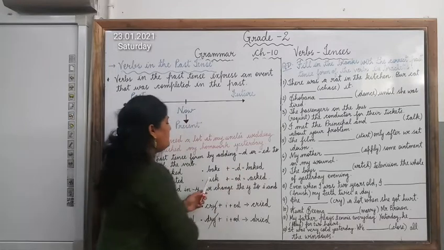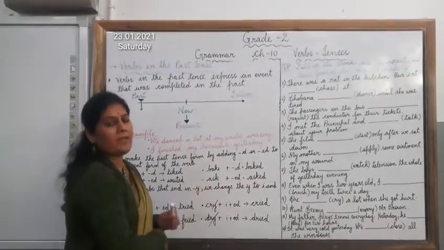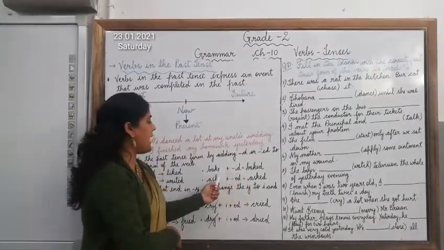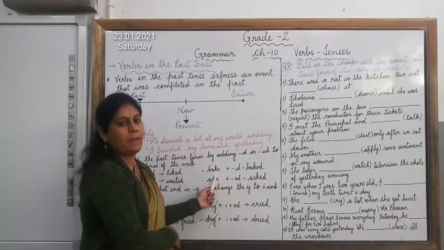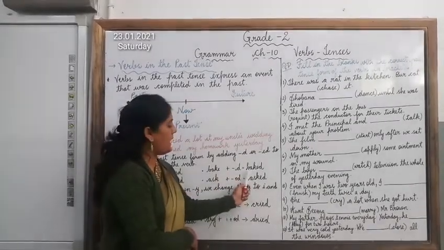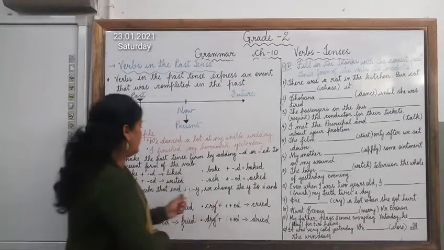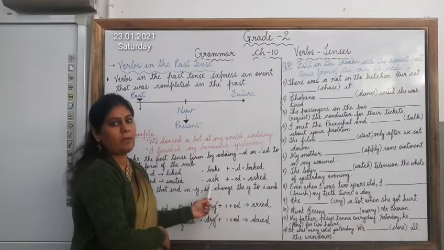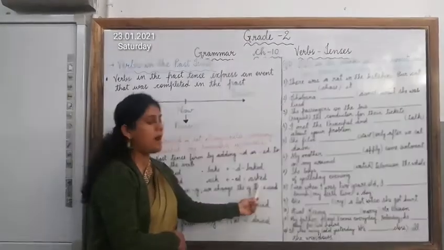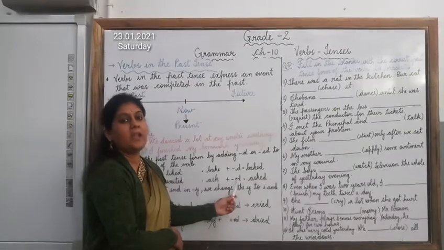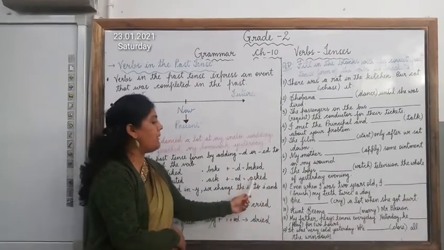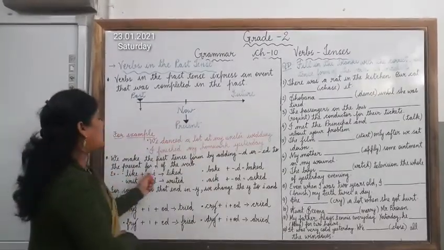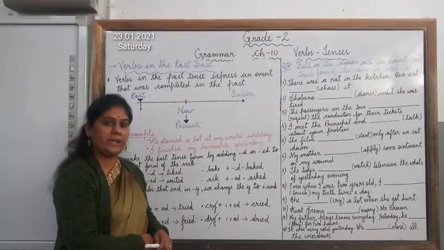Now here is the next example given to you. In the present form, we say bake. But when we talk about the past, the word will become baked. We just add d to the verb bake, so it will become baked. B-A-K-E-D, baked. Now the next is ask. When we talk about the past, ask will become asked. We just add ed to the verb ask, so it will become asked. A-S-K-E-D, asked. So remember that we make the past tense form by adding d or ed to the present form of the verbs.